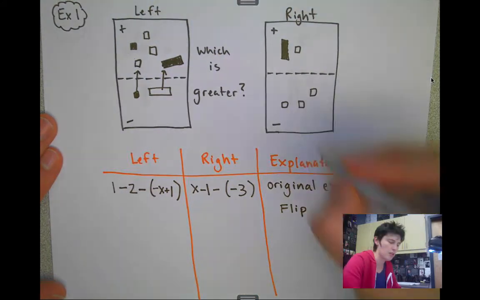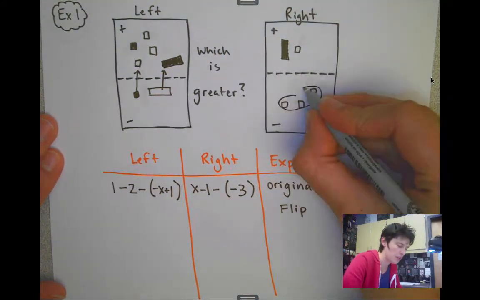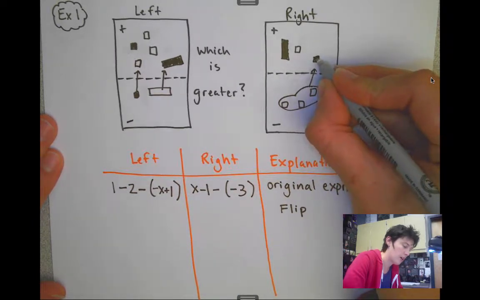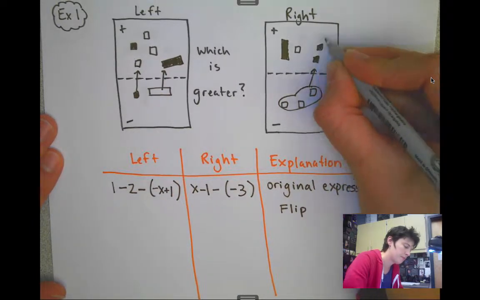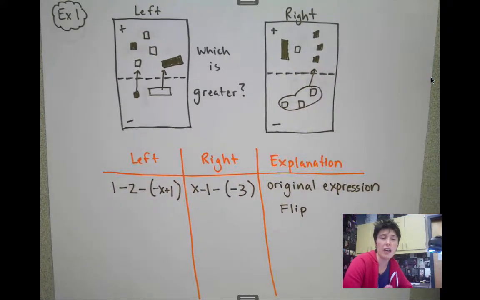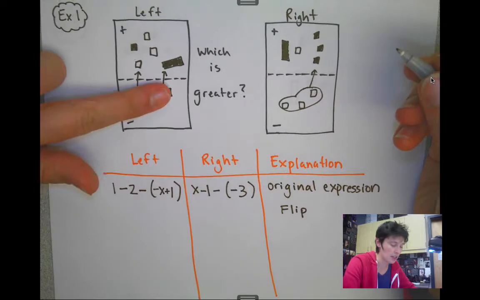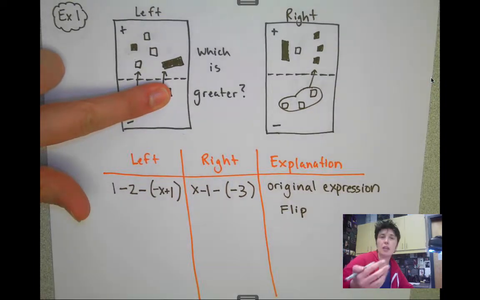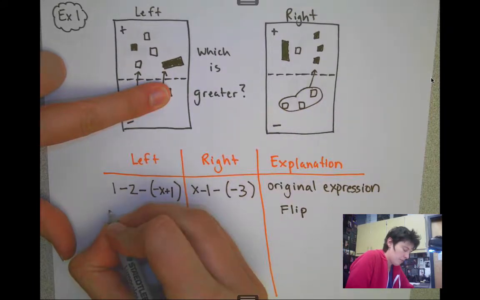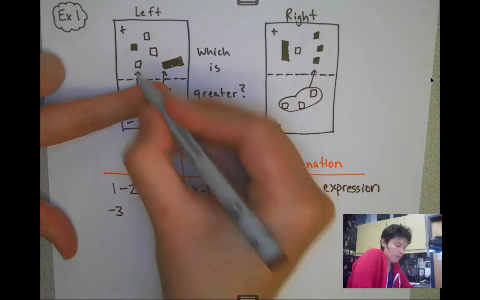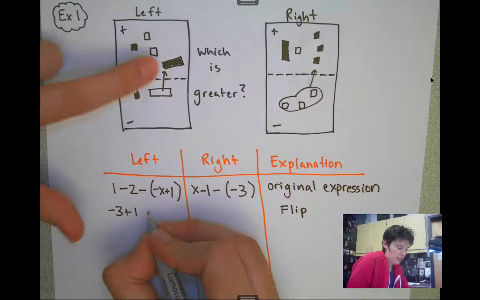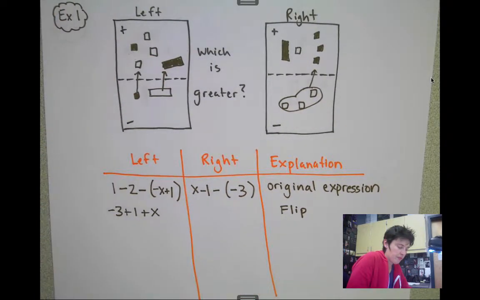And I'm going to do the same thing over here with these 3 tiles. I'm going to flip those tiles up and make them dark positive units. Now that I've done that, I need to write out what I have. So now I don't have these tiles down on the bottom. They're flipped up. Now I have 1, 2, 3 negatives, negative 3 unit tiles, plus 1 little tile, plus this X tile. That's my expression now.